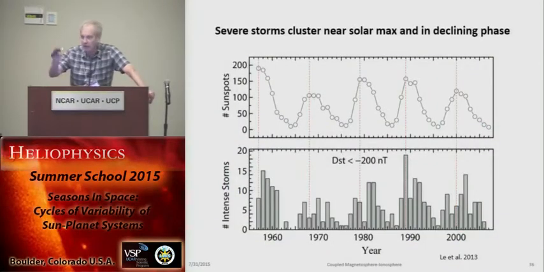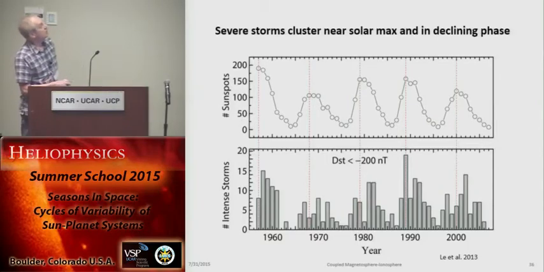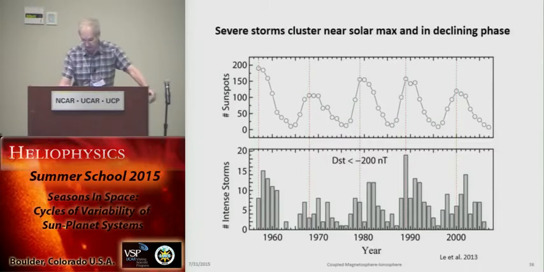Okay, now if we lower that threshold on Dst and ask for all the events of storms with Dst less than minus 200 nanotesla, we get better statistics and we start to see other patterns. This is in the space era here, and we see that they tend to cluster in the solar maximum and the declining phase of the solar cycle.